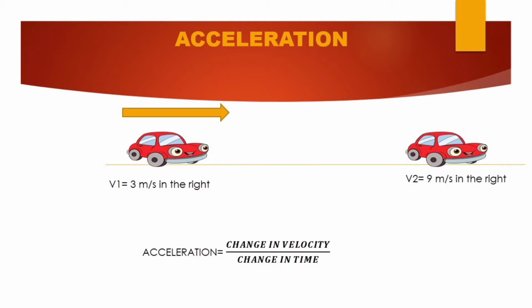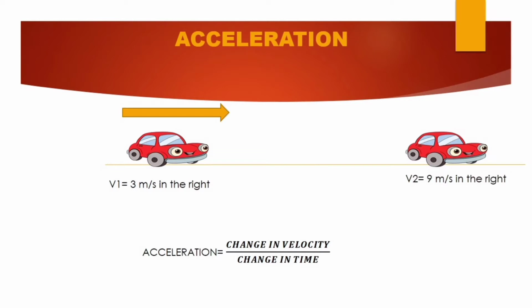Let's say, a car is traveling with velocity of 3 meters per second. So in 1 second, the car will travel 3 meters. Now after some time, its velocity is found to be 9 meters per second, so the velocity has increased in some time duration. That is nothing but the acceleration. The speed has increased from 3 meters per second to 9 meters per second.